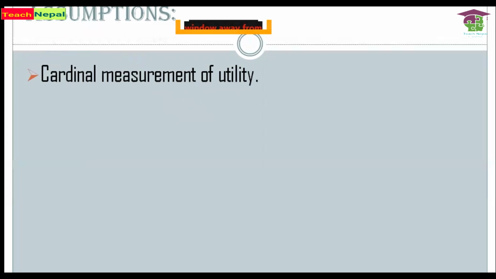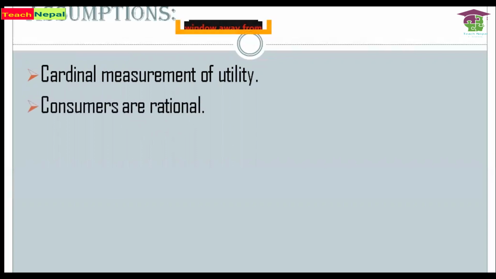But the theory of consumer surplus is based on some basic assumptions. Some assumptions are presented here. First of all, the theory of consumer surplus is based on the assumption of cardinal measurement of utility. That means utility obtained from the consumption of goods and services is measurable, can be measured quantitatively and expressed in numbers. It is an objective phenomenon. This theory is based on this assumption.